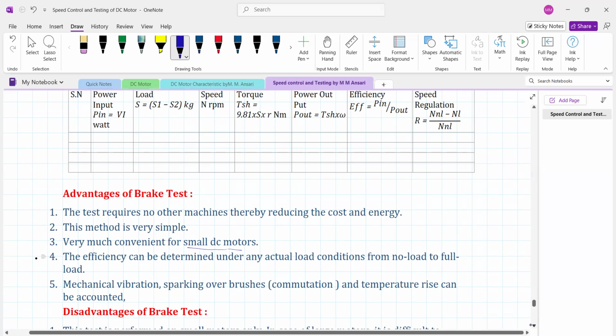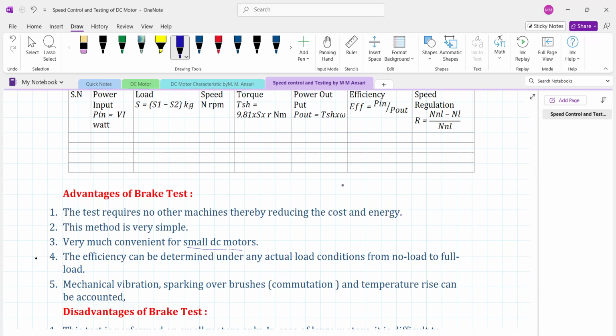Therefore, this method is used only for small capacity machines. Second, the efficiency can be determined under any actual load condition, from no load to full load.